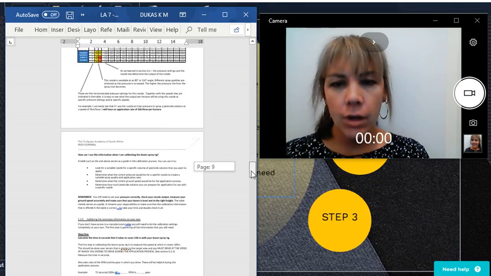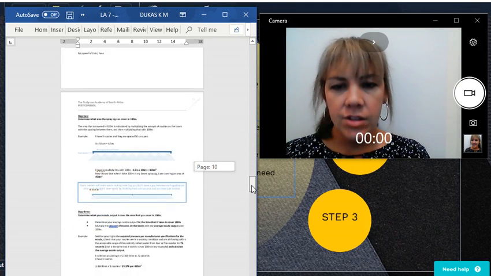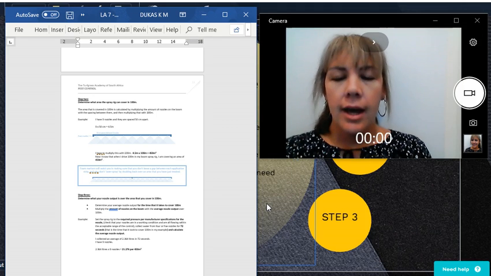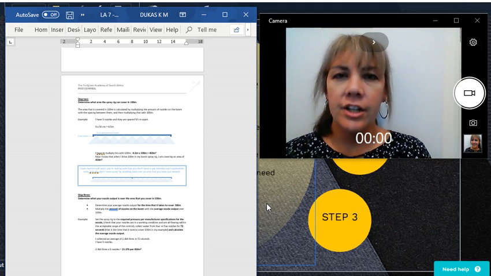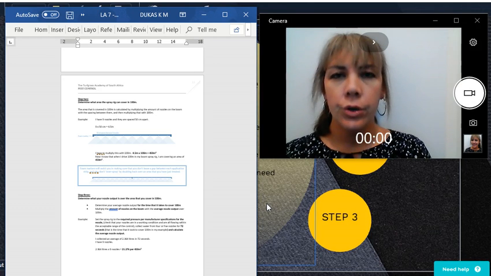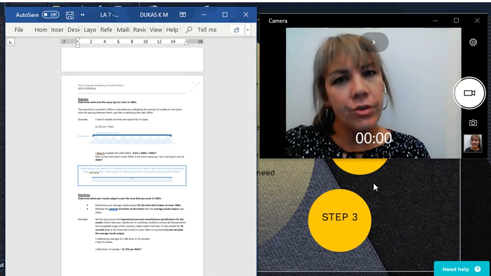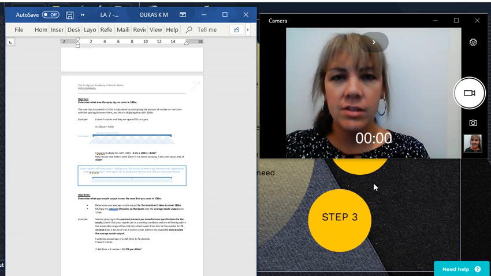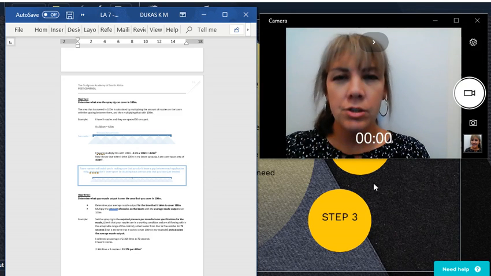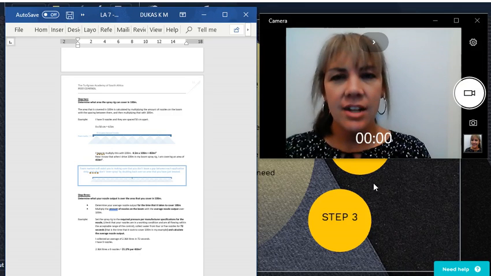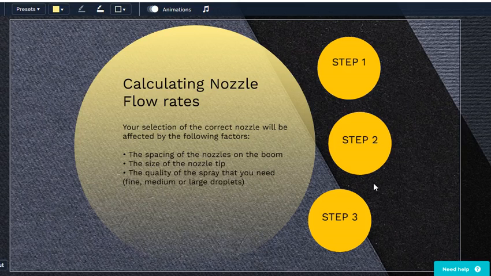Alright, so on page 10 it starts speaking about the nozzles and the spacing on the boom spray rig. We're going to quickly take a look at two calculations that you need to be able to do. You need to be able to work out whether or not a nozzle is safe to use, so whether or not it's within the 10% range that we consider to be acceptable, and then also to be able to determine what the nozzle's flow rate is, or the average flow rate. So let's take a look at the first one of those.